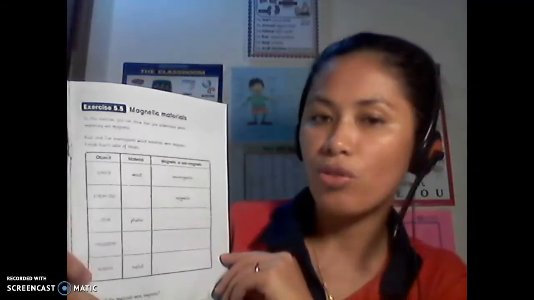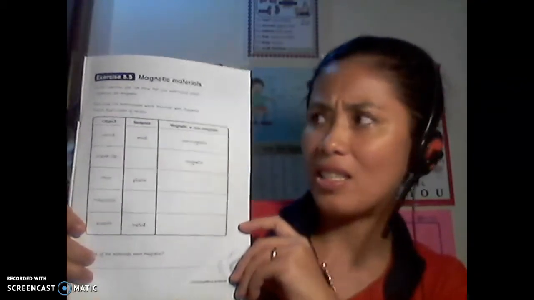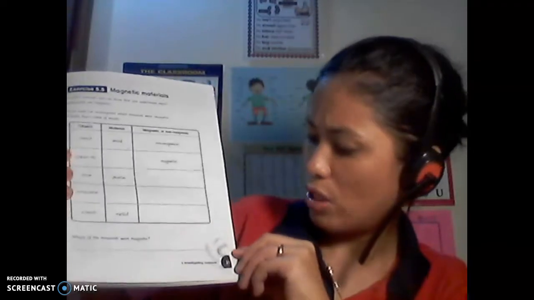So here, what you're going to do is write down if the material is magnetic or non-magnetic. We know that magnetic materials are materials that are attracted to a magnet, right? And non-magnetic materials are materials that do not attract a magnet. Whatever you do, if you put a magnet near it, it will not stick. It's only metal that will stick to a magnet. So this is page 31.